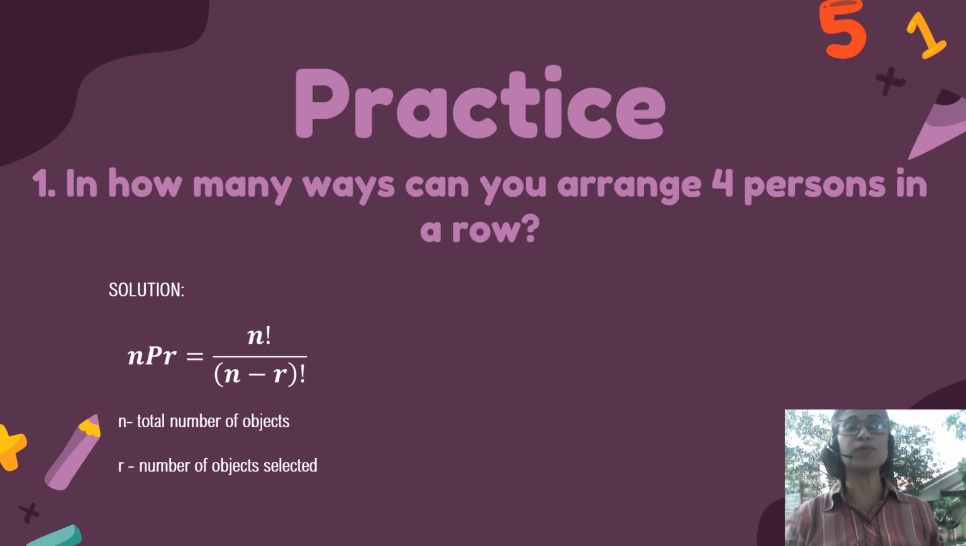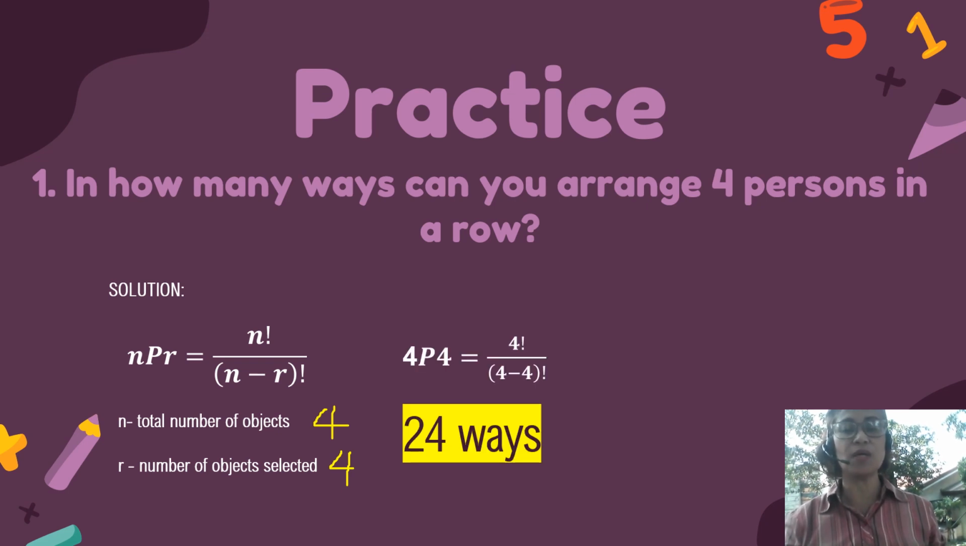Okay, so I hope you're able to do step 1. There are 4 persons that you have to arrange. And it says they're in a row. So which means 4 at a time. So r is also 4. So the solution would be 4P4. Did you get 24 ways? So it means 4 factorial on top divided by the quantity 4 minus 4 factorial, which will become 0 factorial. And 4 factorial has a value of 24.